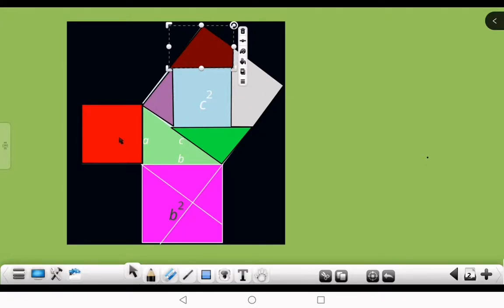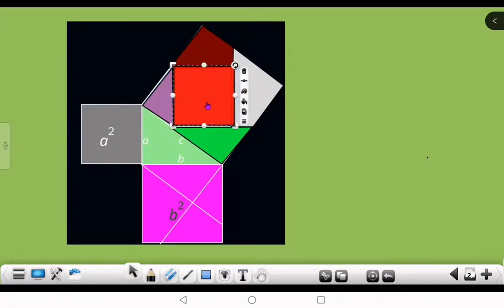Another is this one, the middle one. The middle is a square. You move over here. You can see very clear now. So actually a square plus b square is equal to c square. Now, a b c, triangle ABC. So a square plus b square is equal to c square.